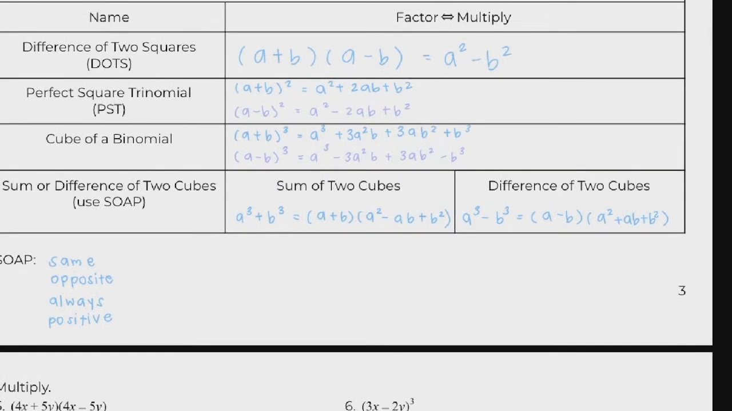Okay, here is the equation for difference of two cubes. A cubed minus b cubed equals a minus b times a squared plus ab plus b squared. So again, you have the same and then the opposite, and the last one is always positive.